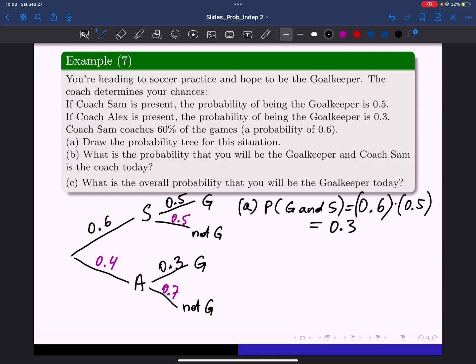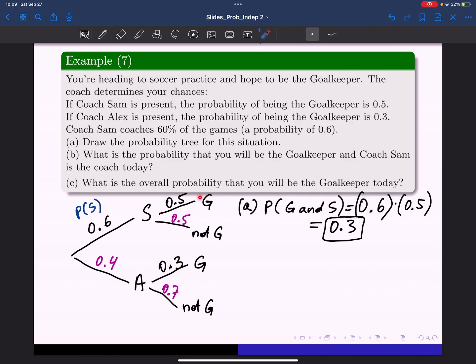0.3 or 0.30, that's pretty much the same. One more time, probability of Sam and goalkeeper, we multiply what is on the branches. So we multiply 0.6 times 0.4. We should see that this is also the conditional probability. So on this branch, we have simply the probability of coach Sam coaching, so probability of S.